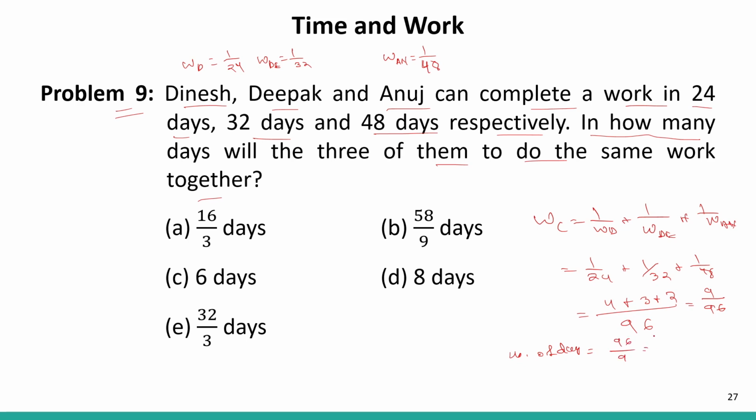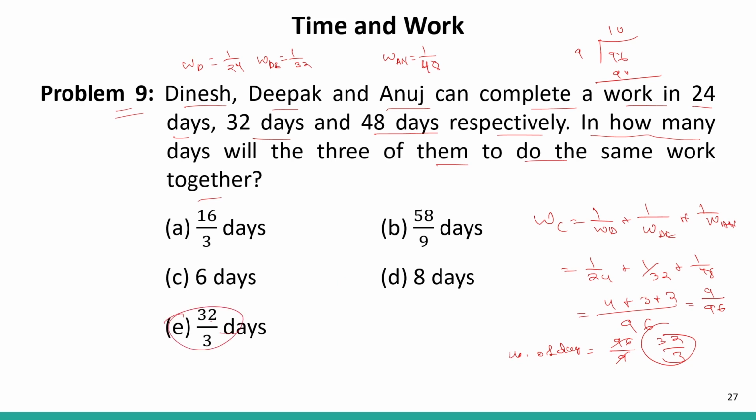Right. So let's try to divide 96 with 9. So what we have is 96 and here we have 9. 9 into 10 is equal to 90, right? So let's try to simplify this. Dividing by 3, we are left with 32 by 3, right? So 32 by 3 will be the correct answer.